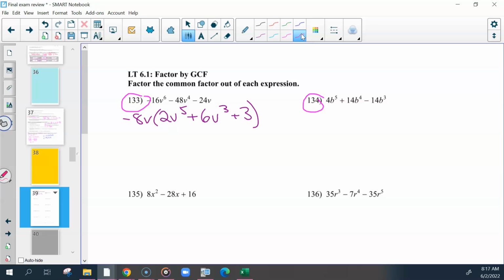For 34, same thing. Look for what they have in common. I can divide each of these by 2 and a number of b's. The lowest amount of b's that they each share is 3. So if I divide out 2b, I have 2b squared plus 7b minus 7. There's nothing else we can take out of the inside because it's prime. Do we have any questions on that one?